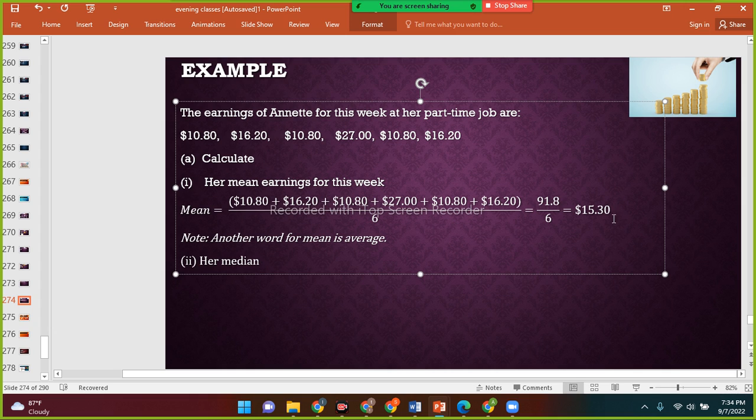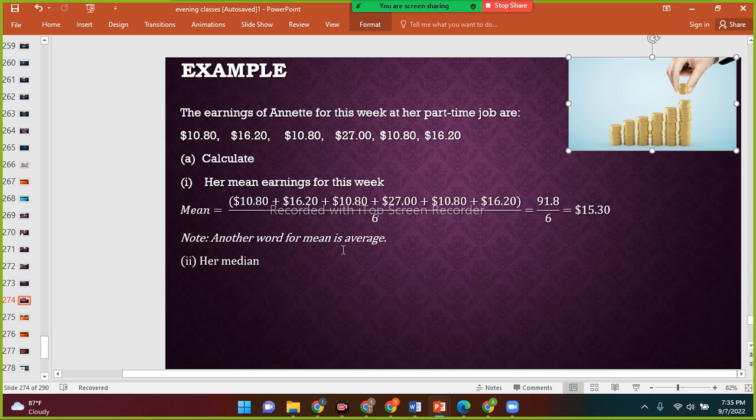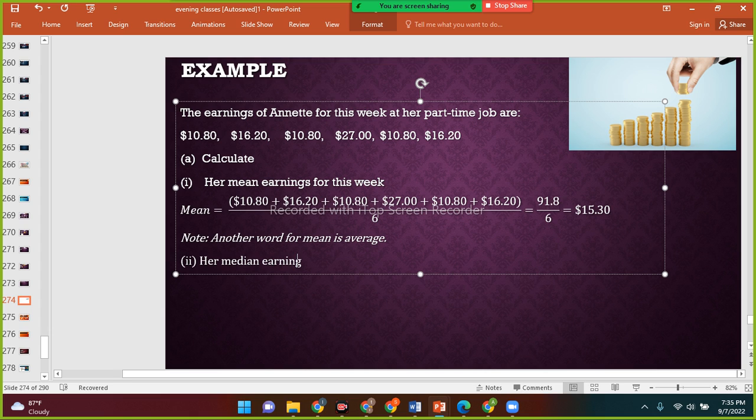So 10 is close to 15, 16 is close to 15. All these numbers are close to 15, generally speaking. Some a little way off, some lower, some higher, some very close. It's a measure of central tendency, giving us a ballpark area of what's happening. So we're dealing with earnings today. All right, next up, we want her median earnings. And what do we mean by median? Median is what?